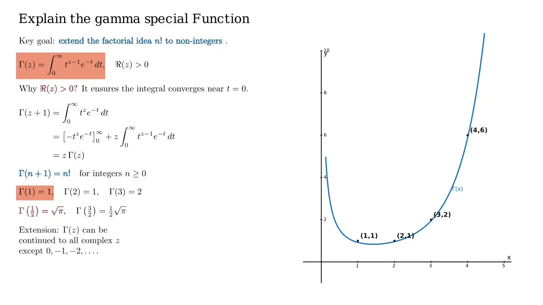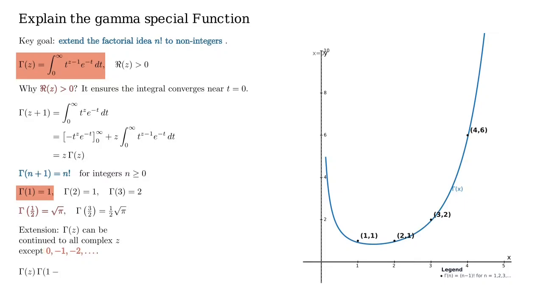Even though the integral definition started with a restriction, gamma can be extended consistently to almost all complex inputs. The only places it fails are the non-positive integers, where it has poles, meaning it blows up instead of giving a finite value. These are exactly where gamma is not defined because it has poles.